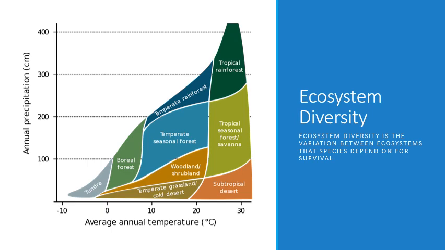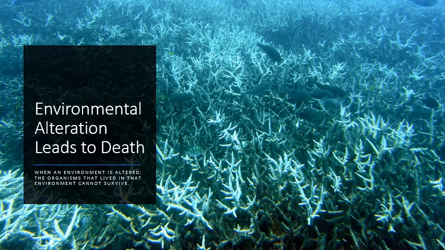Ecosystem diversity is the diversity found between ecosystems that species depend on for survival. What you see in this graph is precipitation versus annual average temperatures. And you'll notice there's these distinct ecosystems ranked here: the tundra, the boreal forest, the temperate forest, the tropical rainforest. What separates these is temperature and precipitation. Quite simply put, when an environment is altered, organisms die. And that's really the theme we're looking at here. Change something and everything dies if they can't adapt.